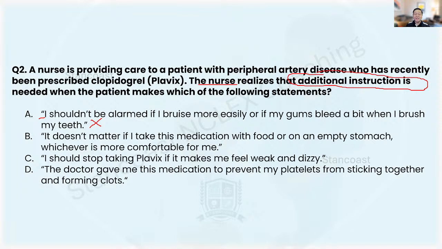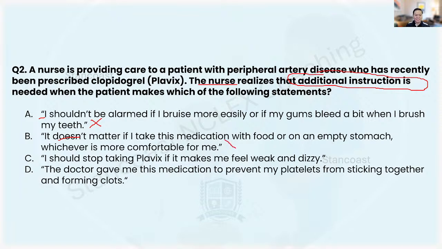There will be bruising. There will be that increasing tendency to bleed. Gum bleeding, probably rectal bleed if they're constipated, or maybe they're going to end up with epistaxis if they are picking on their nose to remove the booger, right? What about letter B? It doesn't matter if I take this medication with food or on an empty stomach, whichever is more comfortable for me. Do you think that this is going to need for us to reinforce the teaching?